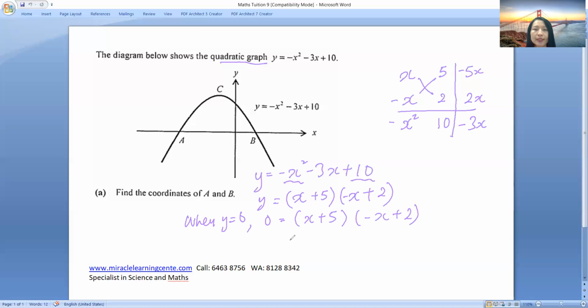So hence either x plus 5 equals 0 or minus x plus 2 equals 0. So x equals minus 5 or x equals 2. Hence we know that the coordinates of A will be minus 5, 0, and the coordinates of B will be 2, 0.